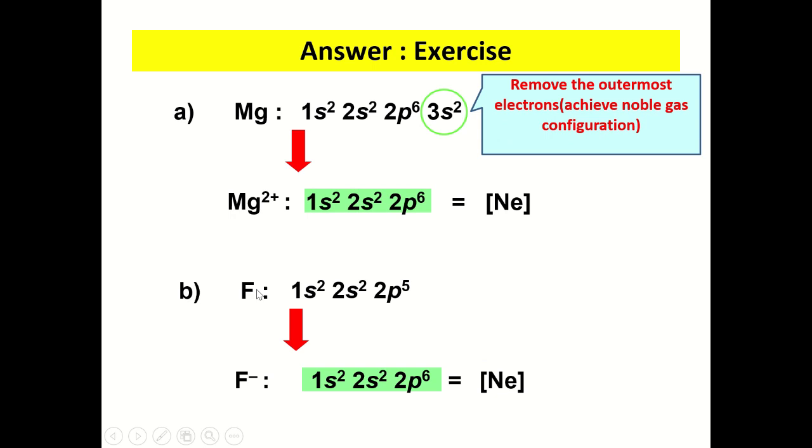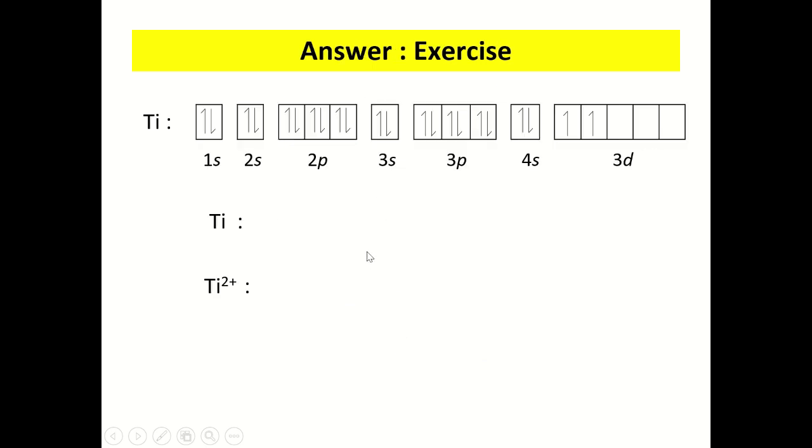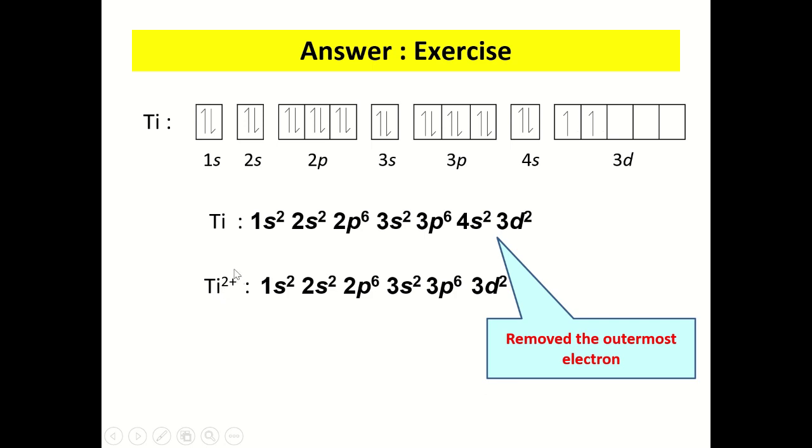Okay, so this is fluorine, which consists of 9 electrons. So you have to accept one more electron to achieve the stable noble gas configuration. First you must draw the orbital diagram. Next, write the electronic configuration, and then in order to form Ti2+, you need to remove the outermost electron, which is from the 4s orbital.